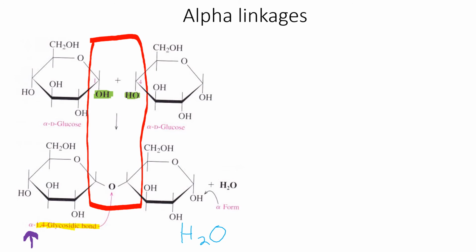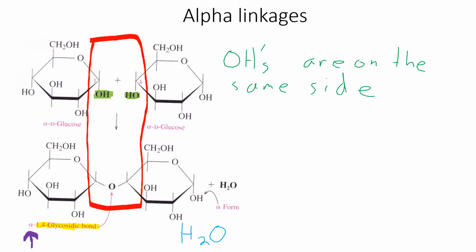So when you're looking at the reactants, if both of the OHs are pointing down or up, basically you have matching. So you're looking at the OHs in the two monosaccharides, and if the OH linkages are on the same side, they could both be up or they could both be down. In this case, they're both down. Being on the same side, that's going to form an alpha linkage in our product.